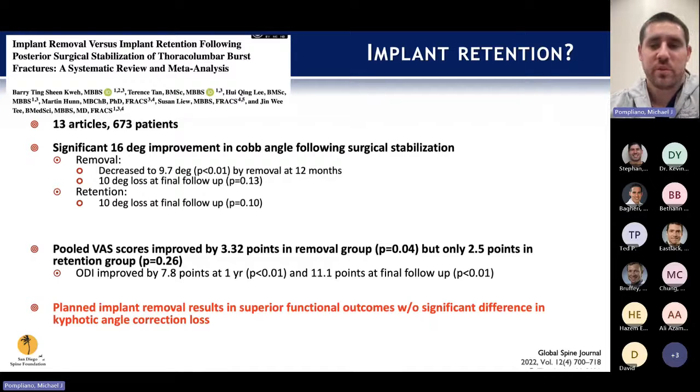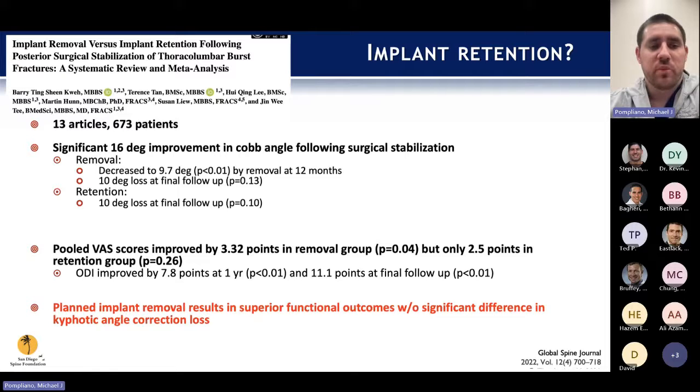So once you do these implants, do you need to take them out? 13 articles, 673 patients, 2022 systematic review and meta-analysis out of Australia. They found a significant 16-degree improvement in sagittal Cobb angle following surgical stabilization. Following removal, that decreased to 9.7 degrees, which was statistically significant at 12 months, and then eventually had 10 degrees loss at final follow-up. If the implants were retained, then they had 10 degrees loss at final follow-up.